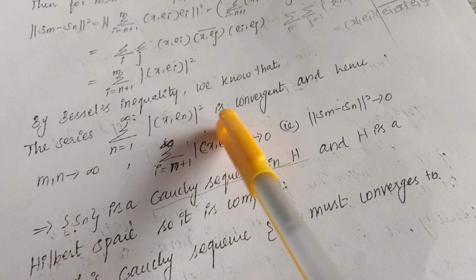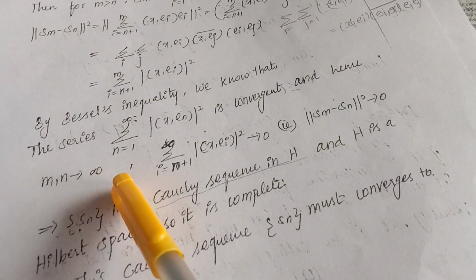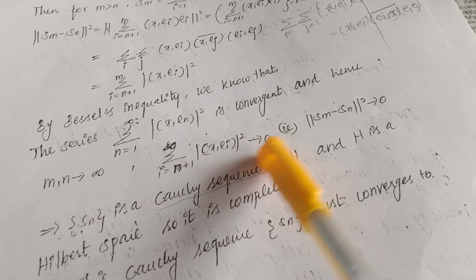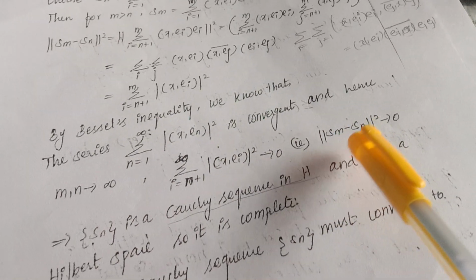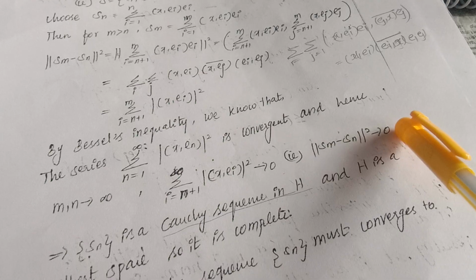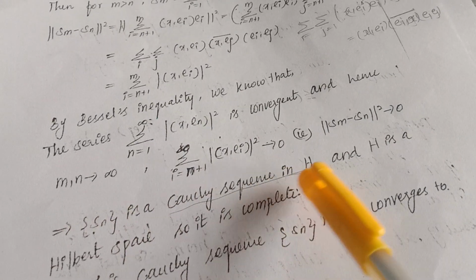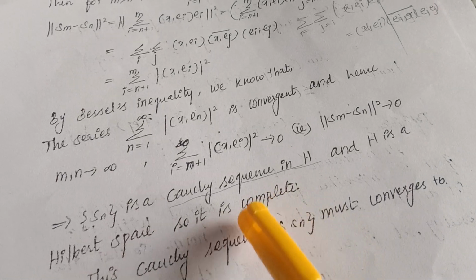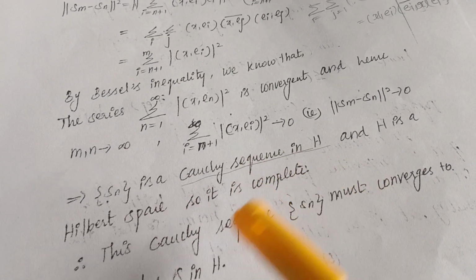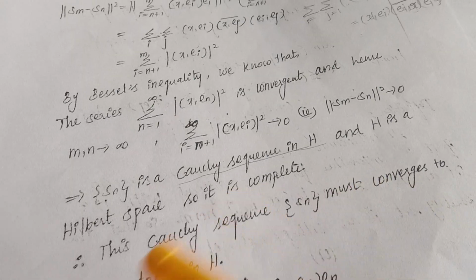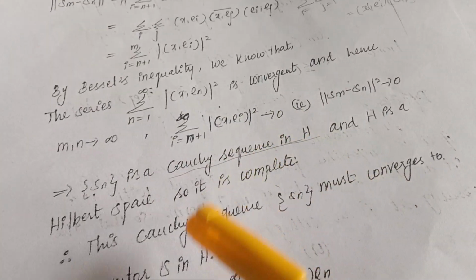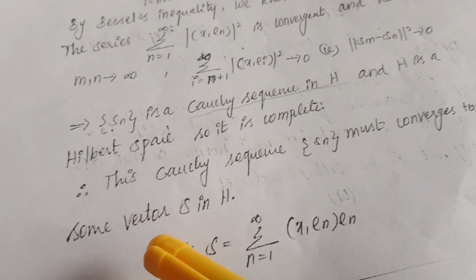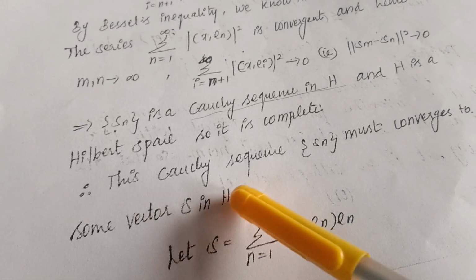By Bessel's inequality, the series from n equal to 1 to infinity is convergent, and as m, n tend to infinity, this convergent term also tends to 0. So the norm of S_m minus S_n, squared, tends to 0. So S_n is a Cauchy sequence in H, and H is complete, since H is a Hilbert space. Being complete means the Cauchy sequence S_n must converge to some vector S in H.